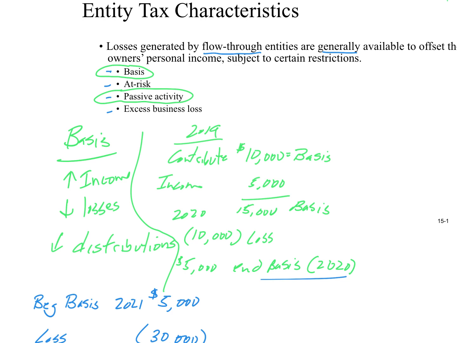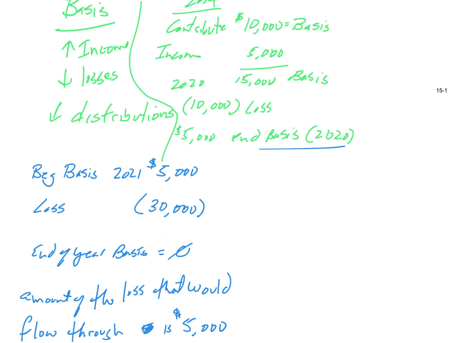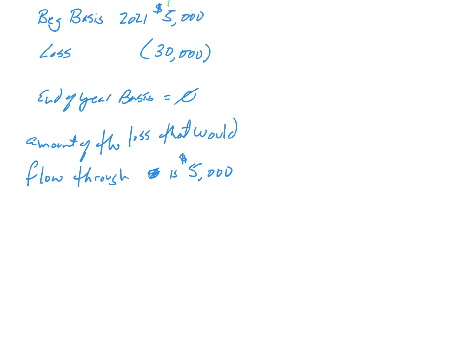Now, let's talk about passive activity as well. Passive activity is different than basis. When you are an active member of a flow-through entity, you are considered to be earning active income. When you earn salary at a job you work for an employer, that is also active income. Passive income is a result of a passive activity, okay?